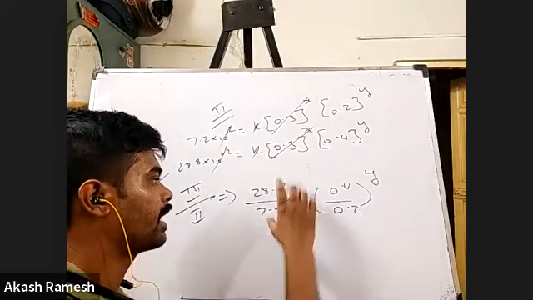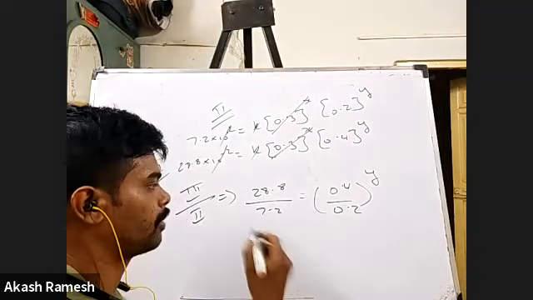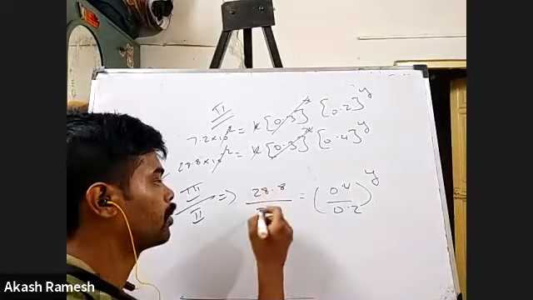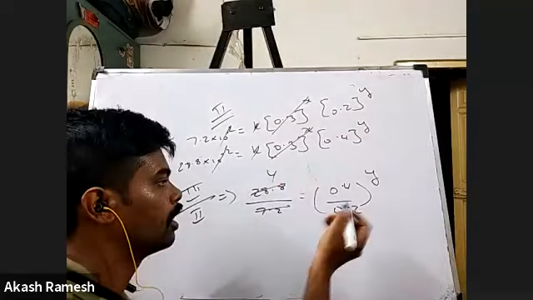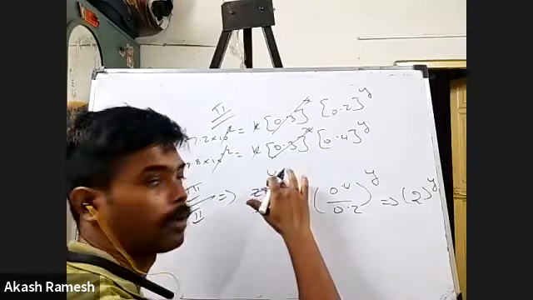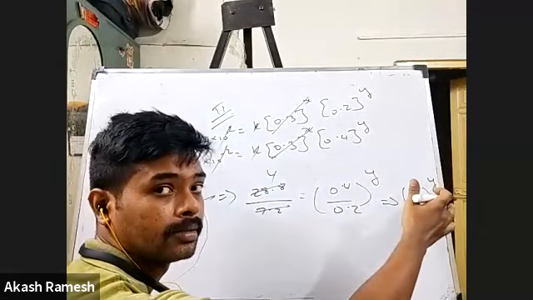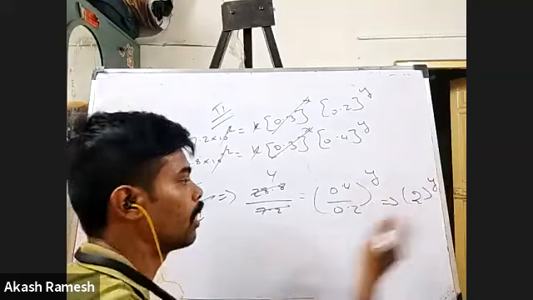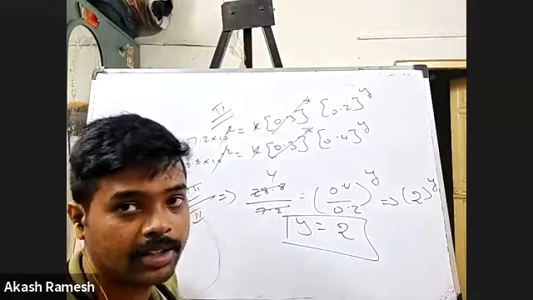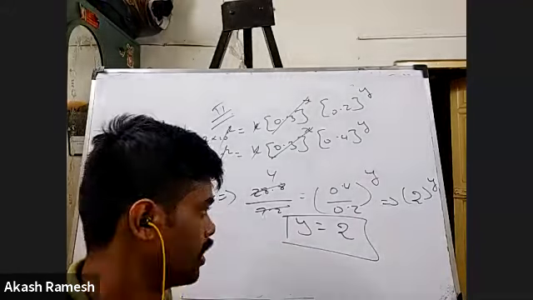Now, 28.8 divided by 7.2 is basically 4, since 7.2 into 4 will become 28.8. So 4 equals 0.4 divided by 0.2, which is 2 power y. So 2 power y is 4. So what should y be? 2. Correct. 2 squared is only 4, right? So y here should be 2. Yes, your answer is correct.